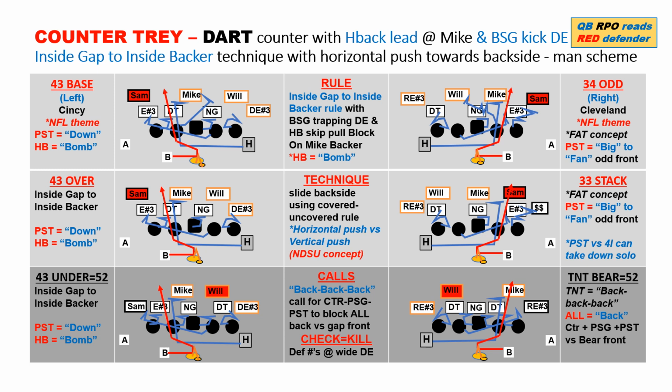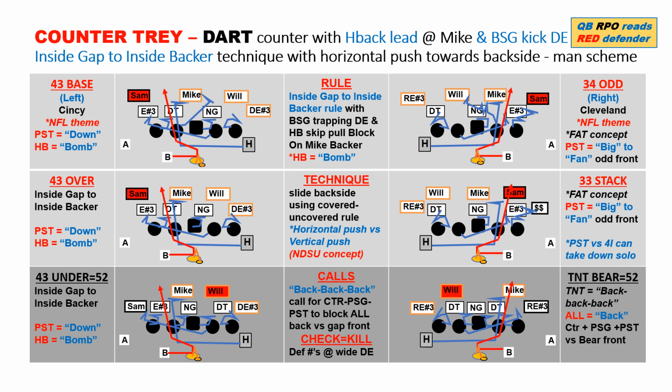As always, everything starts up front with the offensive line. So let's go over our Counter Trey with dart action, rules, and techniques. We use what's called an inside gap to inside backer rule and technique with the play side tackle, guard, and center. So if you look at the upper left-hand corner versus the 4-3 base, the left tackle, left guard, and center are all going to their inside gap to inside backer down blocking.